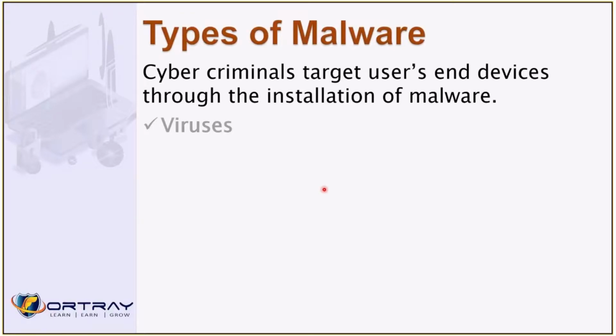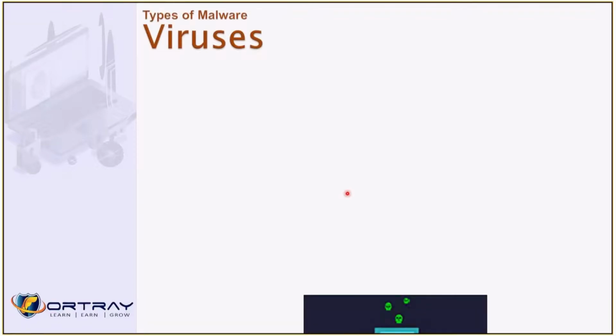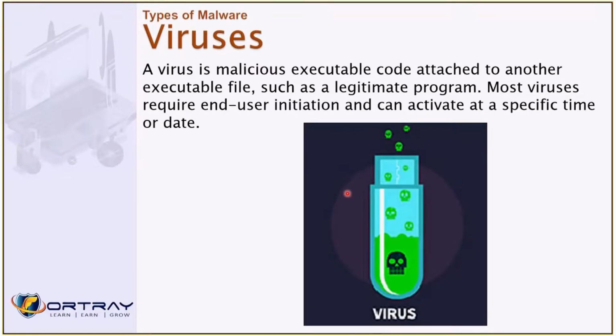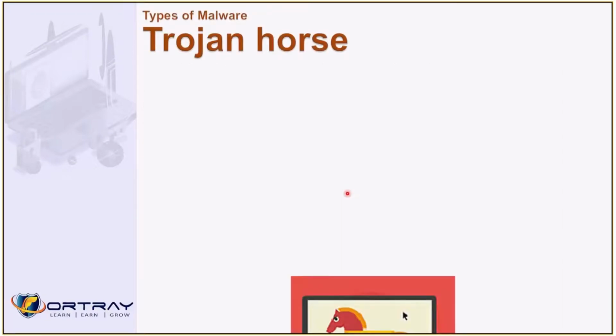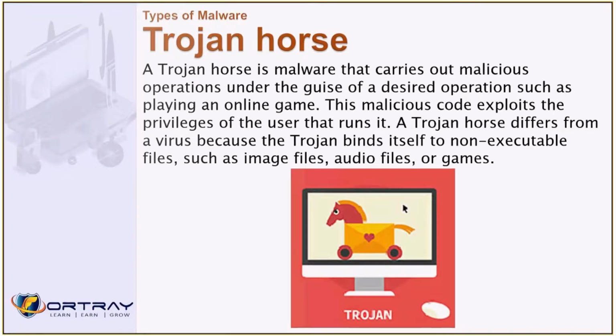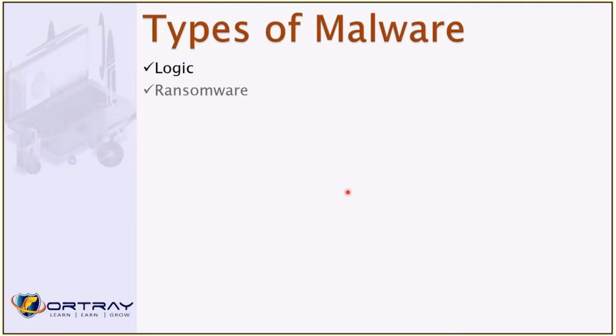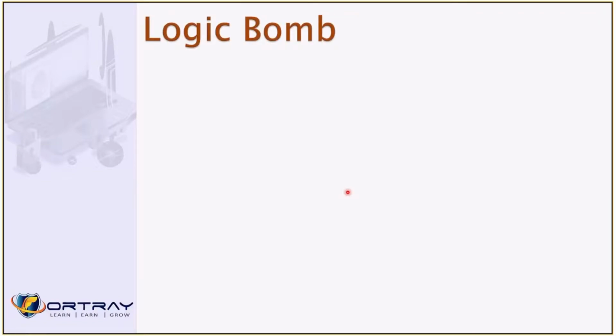A type of malware, cyber criminals target users and devices through the installation of malware. These malwares are types of viruses, worms, Trojan horses. We already know what these viruses are, and worms, we also know that as well. Trojan horse, we also know that as well, okay. In terms of types of malware, there are logic bombs, ransomware, backdoors, and rootkits. So let's discuss maybe a few terms which we have not covered.